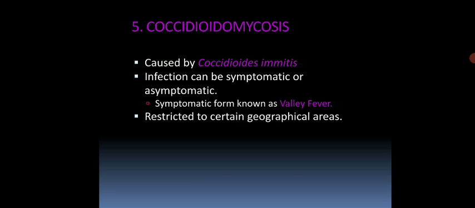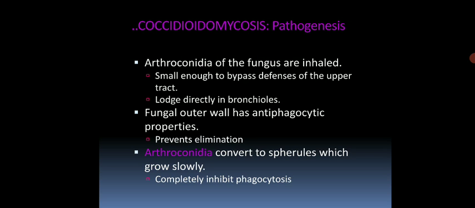Then coccidioidomycosis, it is caused by Coccidioides immitis, and infection can be symptomatic or asymptomatic, and the symptoms are known as valley fever, and it is restricted to certain geographical areas. The fungus forms arthroconidia, and after inhalation of these, the disease manifests.